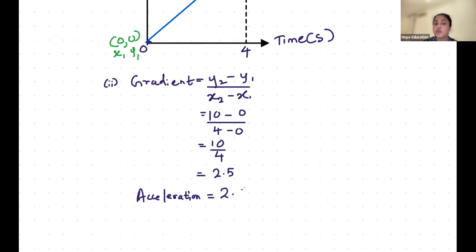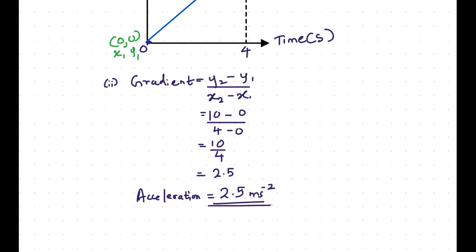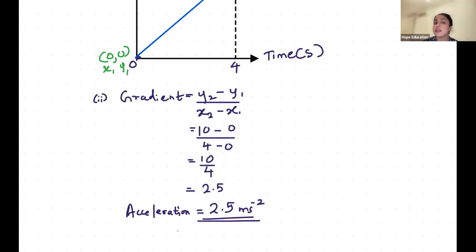If we don't put the unit, what will happen? Your answer is wrong. Calculations corrupt. The moment you get the unit wrong, your final answer is wrong. They won't give marks. Always keep that in mind. Okay? Now we calculated the acceleration.